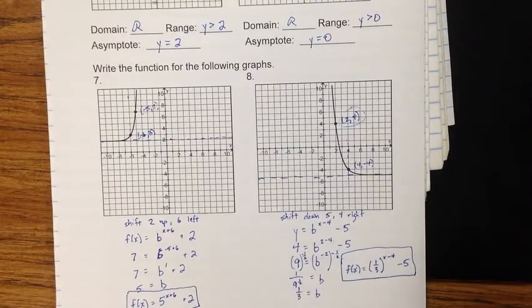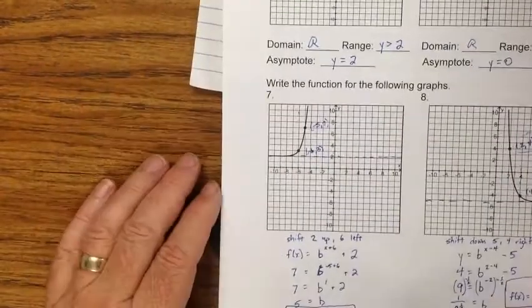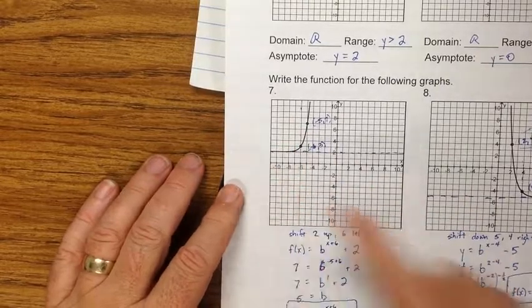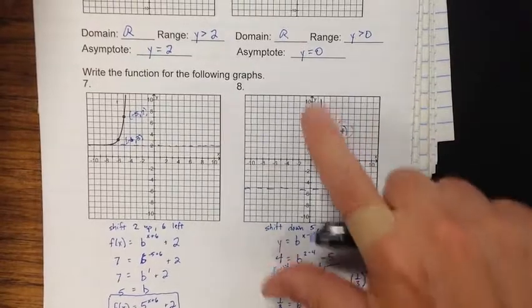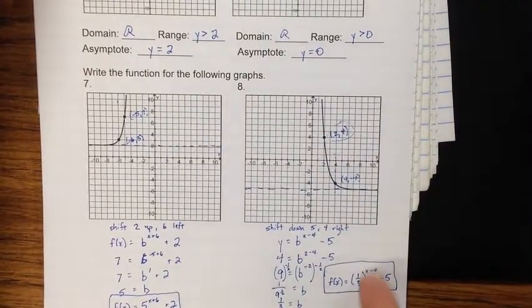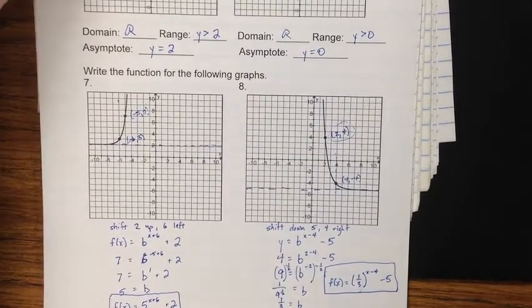Okay, notice on number 7, our b value is greater than 1 because it is an increasing function. On number 8, we have a decreasing function. Our b value must be between 0 and 1. Has to be less than 1, greater than 0. That is it.